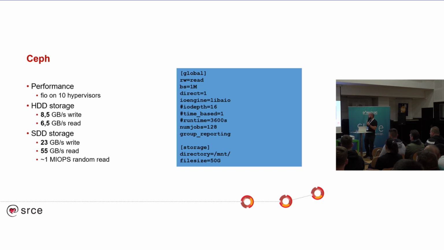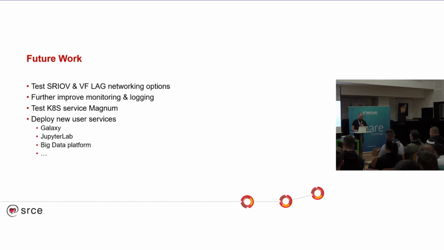So, some performance. We ran a file test over 10 hypervisors. We did not use OpenStack. We just mounted the RBD directly on the hypervisor. With the HDD, I did not reach even 10 gigabytes a second, so I'm not particularly happy with that, but that's the number we got. The SSD gave me numbers which are fine: 23 gigabytes per second for write and 55 gigabytes per second for read. There was also 1 million IOPS random read, which should be larger, but I just couldn't get more than that. We'll see in the future, maybe we will increase that.